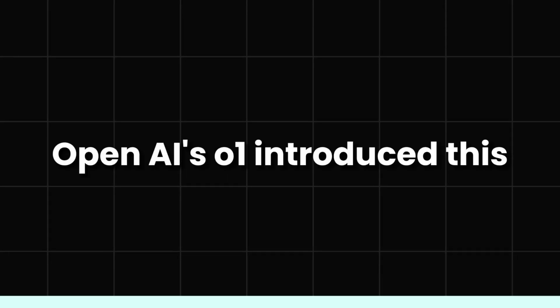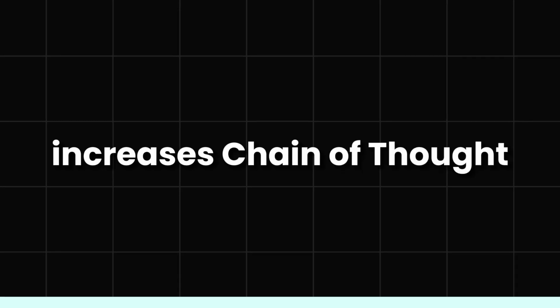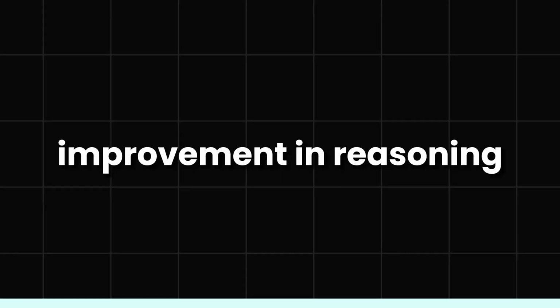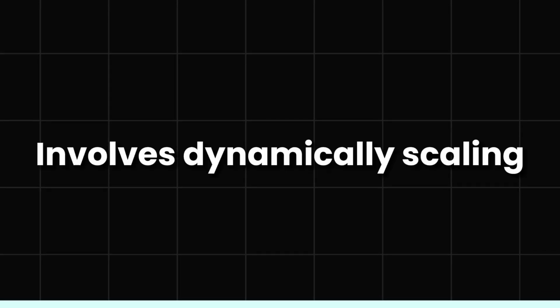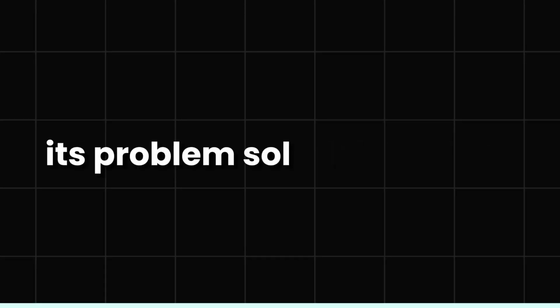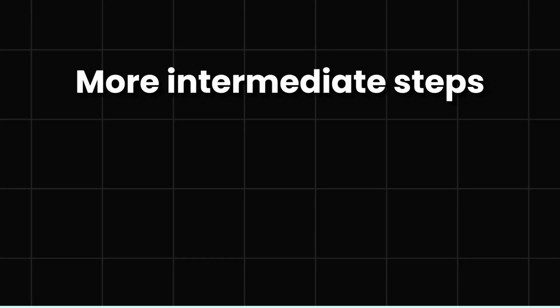Its creators highlight that OpenAI's O1 introduced this, whereby it increases the length of the chain of thought reasoning process, which leads to improvement in reasoning tasks. This approach involves dynamically scaling the length or complexity of the reasoning process during inference, allowing the model to adapt its problem-solving strategy based on the difficulty of the task. So it generates more intermediate steps for harder problems and reduces them for simpler ones.